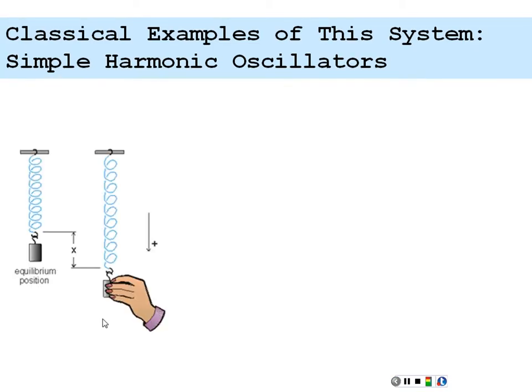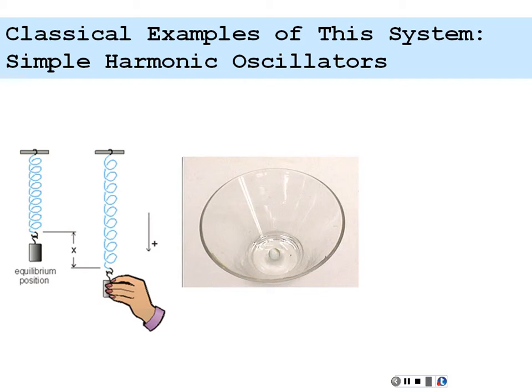Macroscopic or classical examples of this particular system are the simple harmonic oscillator. A mass on a spring, as it oscillates, is constrained in some sense to be close to a certain value, in other words, the equilibrium position. A ball in this bowl is very similar. As it rolls up and down the bowl, it's constrained to be located somewhere near that equilibrium position, or like a pendulum on a string.